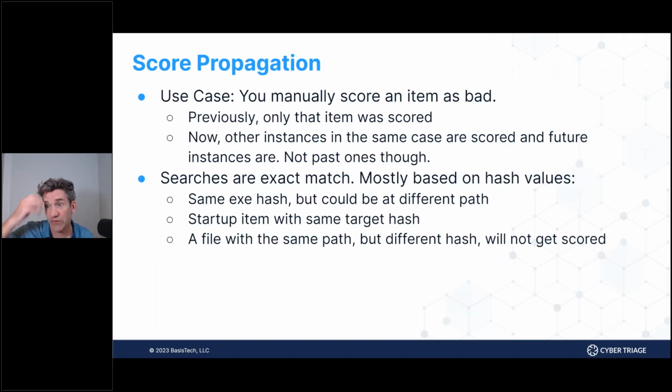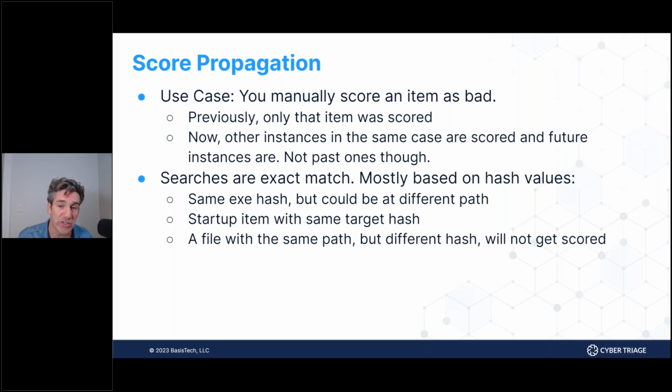All right, so feature number 2 is score propagation. So use case, you are using Cyber Triage, and as you probably all know, Cyber Triage does a lot of things to automatically score files, artifacts, and such. But you can also click on an item and manually score it as being good, bad, suspicious, whatever. So previously, when you scored an item as bad, just that one item was marked as bad, and you see the timeline, all that kind of stuff. Now, as of 3.7, other instances of that same item are now getting scored as bad.